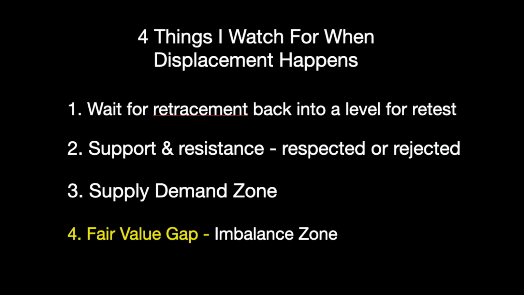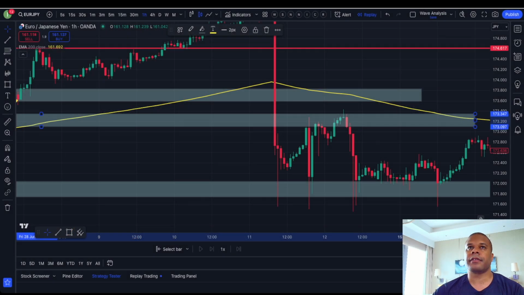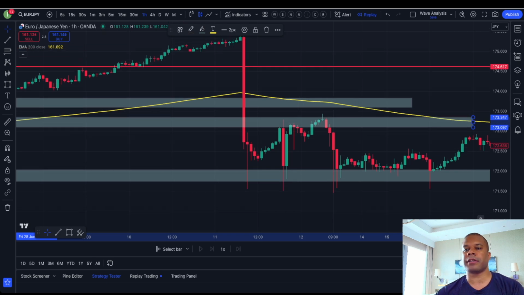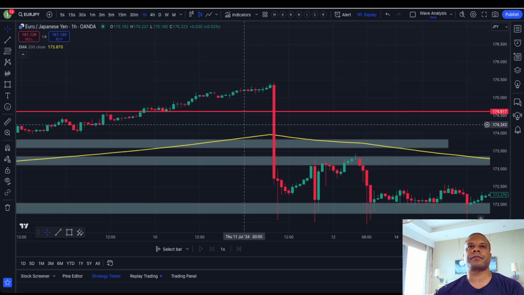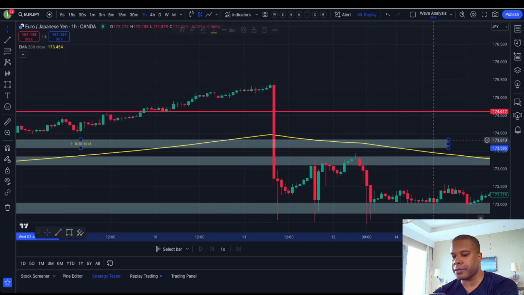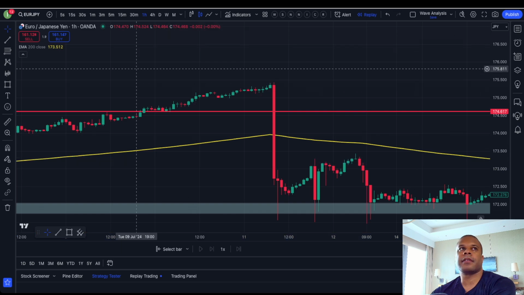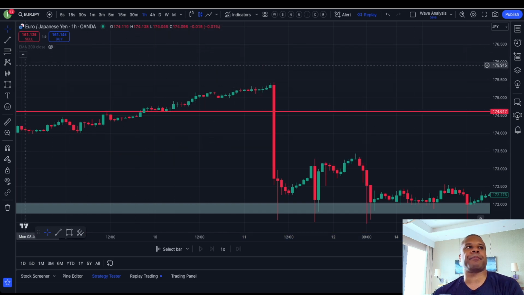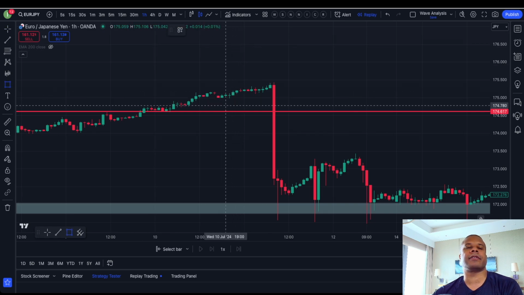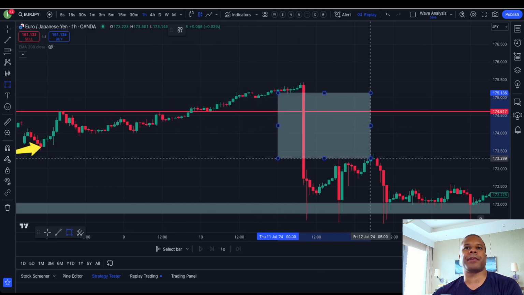Okay. Another thing I could look for, this doesn't always happen, but sometimes it does, is what's called a fair value gap. I'm going to have a video strictly breaking this down. So what is this? Well, let's talk about this. The market displaced, and when it displaced, it left a gap in the market right here. You see this? It left a big old gap in the market.